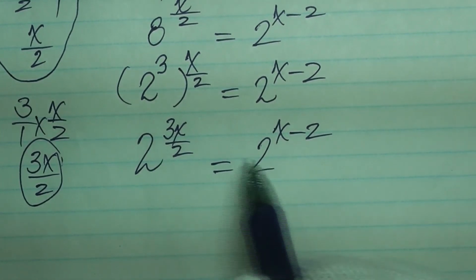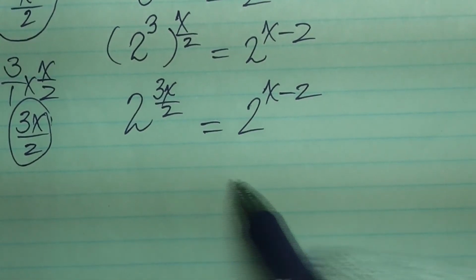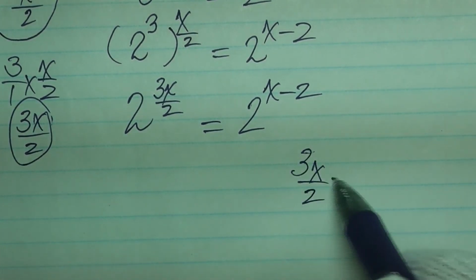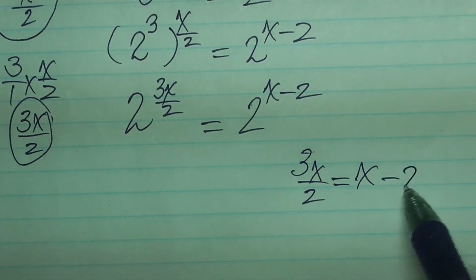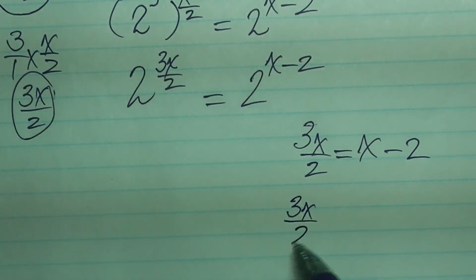The bases are equal, so we're going to set the exponents equal and solve for x. So I have 3x over 2 equals x minus 2. This is going to give me 3x over 2.